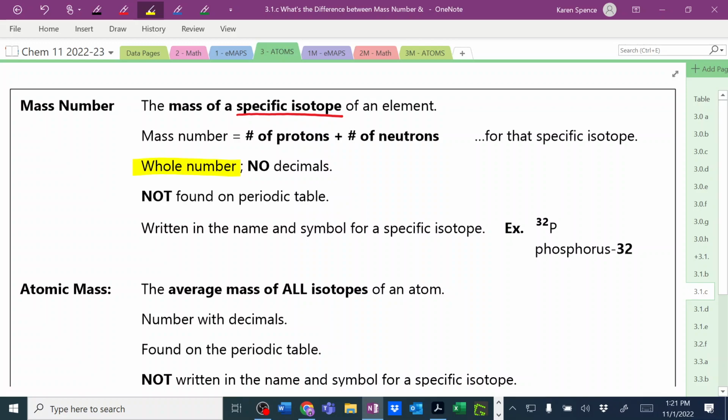You just need to know that you cannot have fractions of protons and neutrons. So the mass number, since it is the number of protons and neutrons, has no decimals. Whole numbers only. And you also should know that you cannot find the mass number on the periodic table. You might want to find it on the periodic table, but it is not there. And it is the one that we write up at the top left or after the dash. That's our mass number.